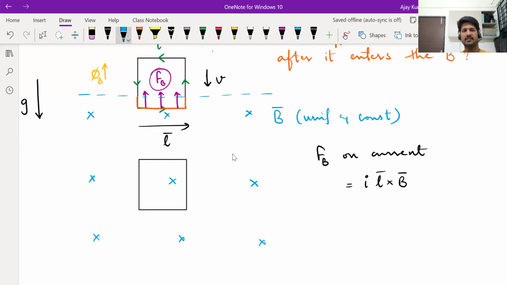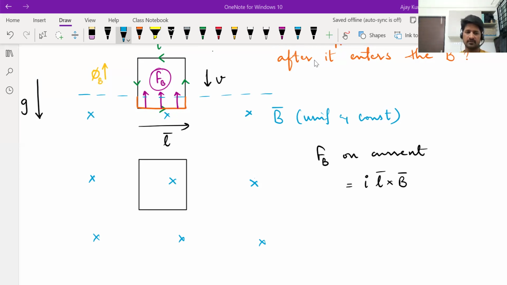When it is completely inside the magnetic field, tell me, will it have induced current or not? Will there be current passing in that loop or not? I got one answer as acceleration is equal to g. We'll see. But just tell me, when it is completely inside the magnetic field, will there be any net current in that loop or not?